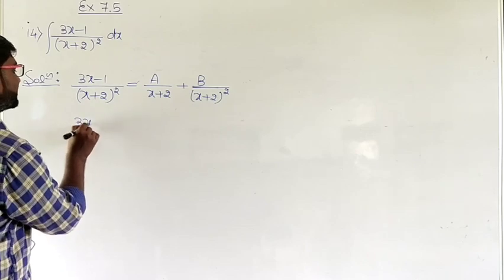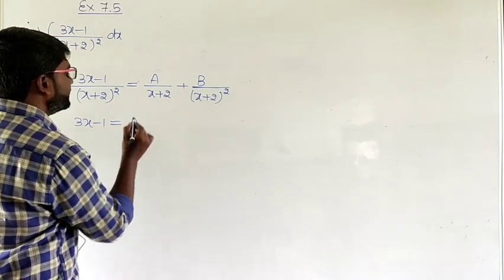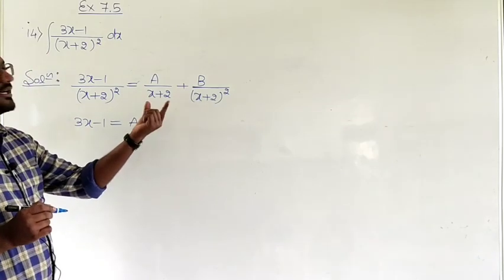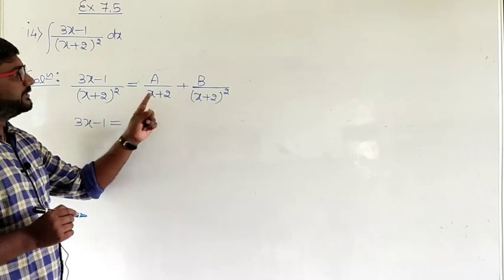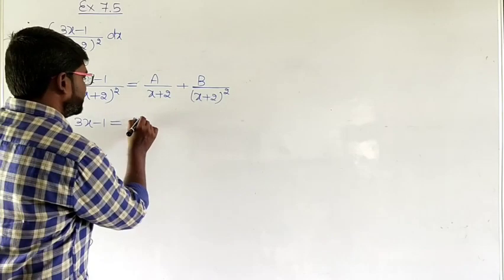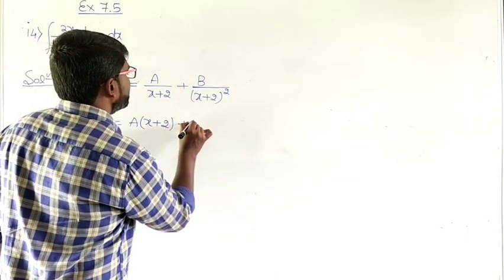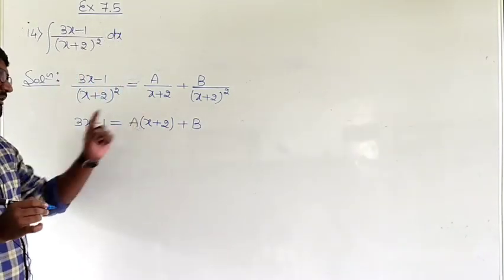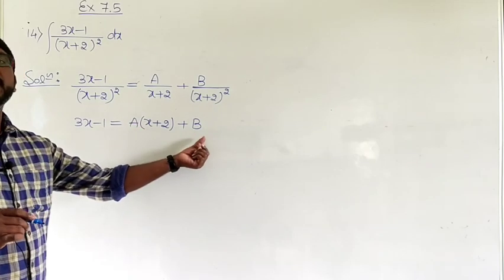3x minus 1 is equal to a into, so we have to write the term other than this one. That means here we have x plus 2, leave this, we have one more x plus 2. So a times (x plus 2) plus we have to write only b. Now we have to go for finding the values of a and b.